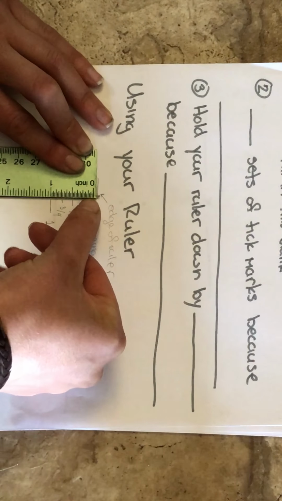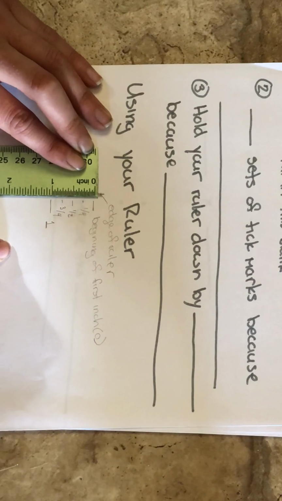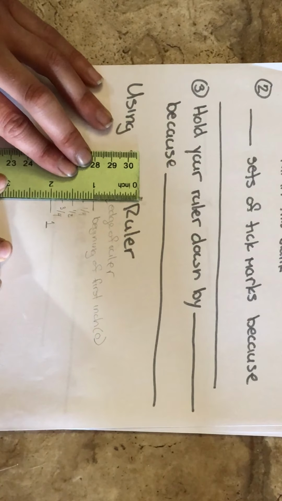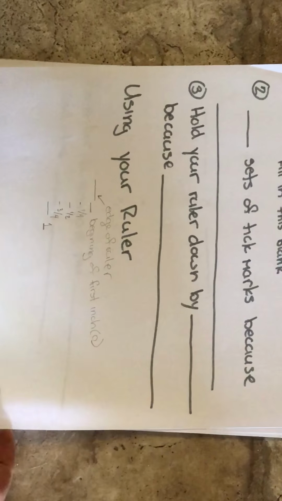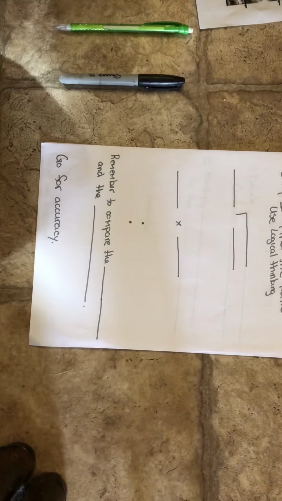Up here in our first inch, it goes the whole way down to 1/16. If that drives your brain crazy, all you have to do is make your 0 the number 1, and then you won't have to deal with them. All right. Let's move on to the steps.